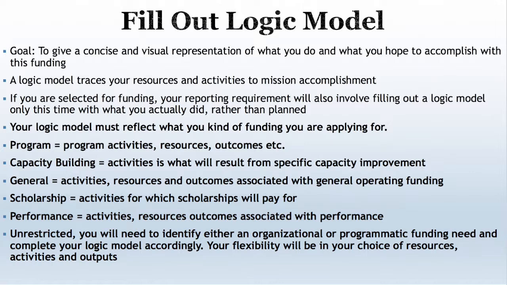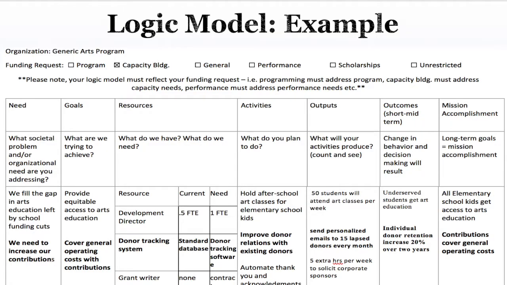You must keep in mind two things. One, you will be tracing initially whatever the societal need or problem is that your organization and program addresses. Two, and this might be more important, you will be addressing your specific funding request, meaning that the activities, resources, and outcomes that you identify must reflect the funding need that you identify. Here is the logic model example, the screenshot of it, which we will now go through column by column in the following slides with the example that's given.